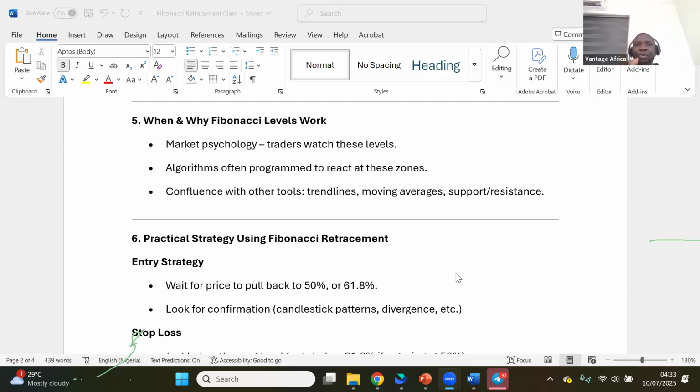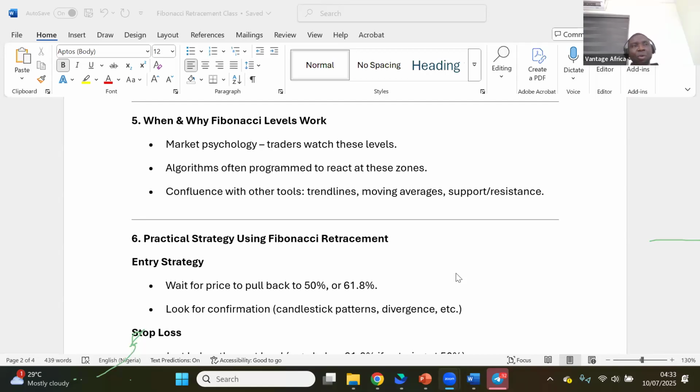So very important, algorithms are developed using these tools, with these Fibonacci levels coded into them. So you see that algorithms are trading and then they are respecting those tools, those Fibonacci levels as well, because they were built like that.